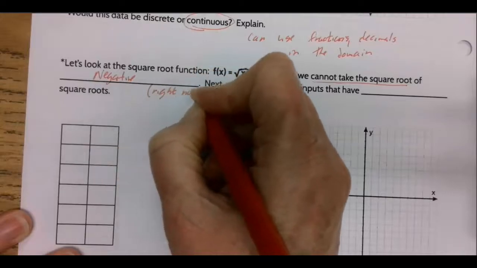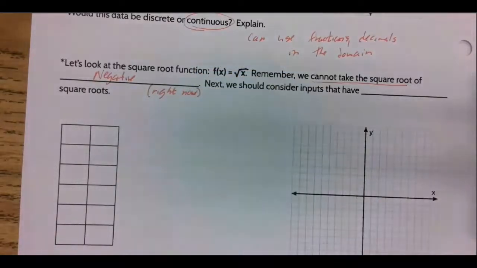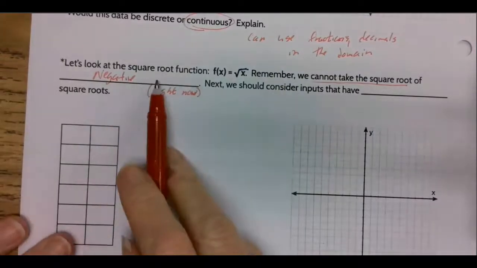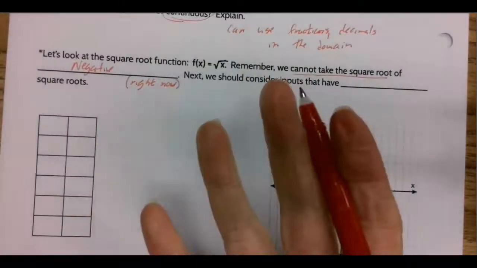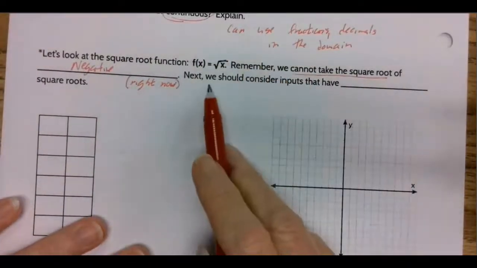Okay, that's in the future. And even when we can take it, if we're actually graphing it, you're not going to graph it. But for now, we cannot take the square root of a negative. So keep that in mind. It's going to be very important when we determine our domain and range and what we can plug in.